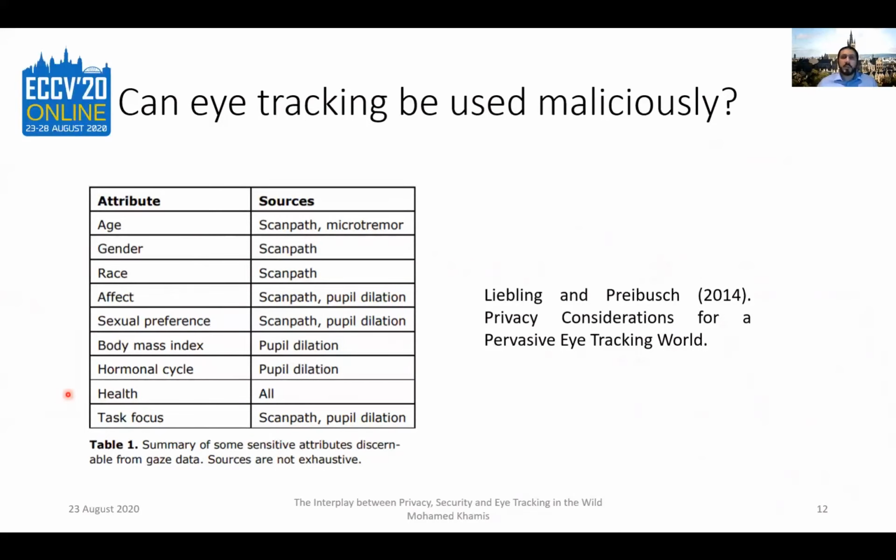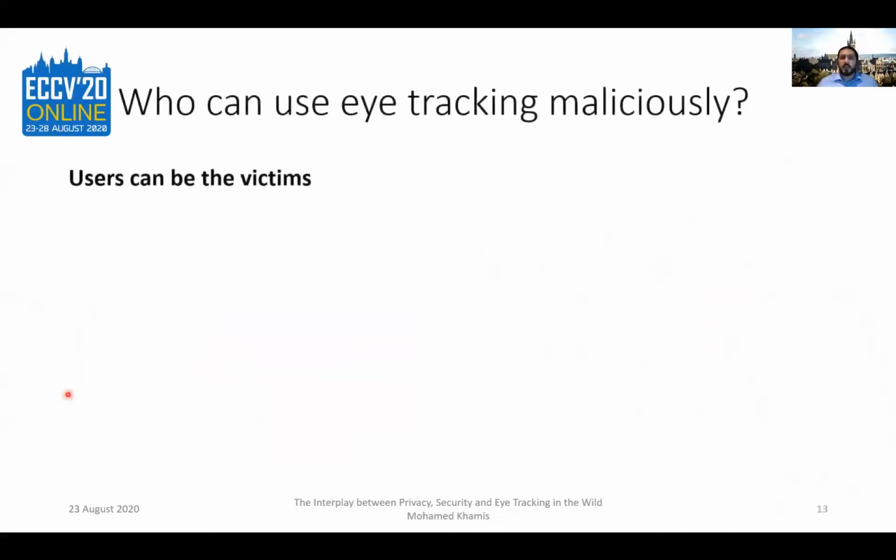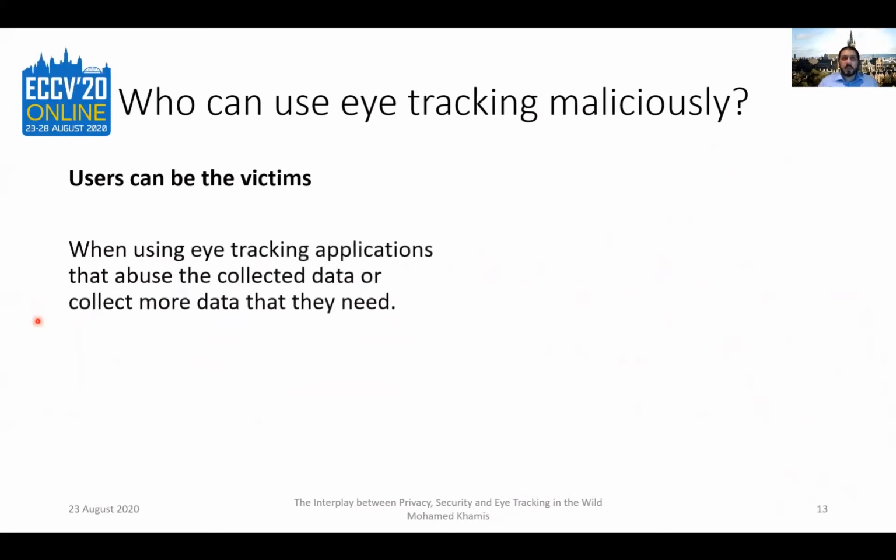So this brings a lot of concerns, actually. Now, how could these attacks actually happen? The users can be the victims. The users of eye tracking technologies could be the victims of these attacks, when they're using eye tracking applications that are abusing the collected data, or collecting more gaze data than they need. When I say data here, I'm referring to gaze data.